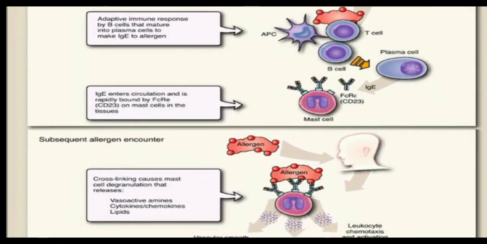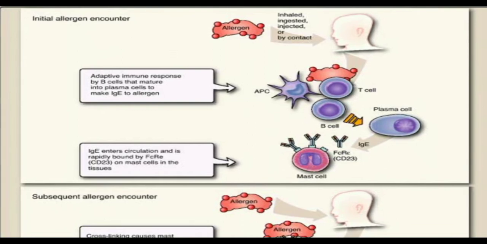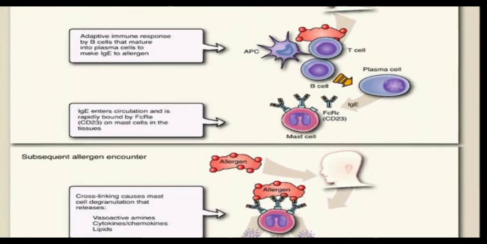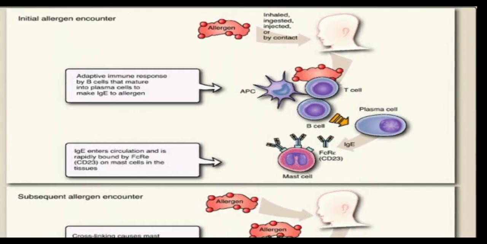Okay guys, so this is the big picture of hypersensitivity reactions type 1. Here you can see this is the initial allergen encounter, and this is the subsequent allergen encounter, that is a second dose. Whenever the allergen is inhaled, injected, or comes inside the body by contact, then it is presented by APC, antigen presenting cells. Then they activate T cells and B cells, and finally B cell produces plasma cells, and this plasma cell will give rise to antibody, that is IgE, and this IgE will now bind with the mast cells at their Fc receptors. And now this structure is called sensitized. This phase is called the sensitized phase.